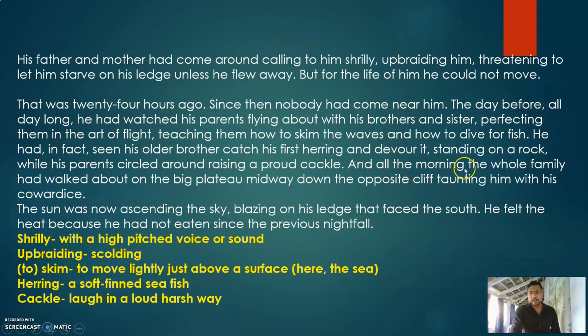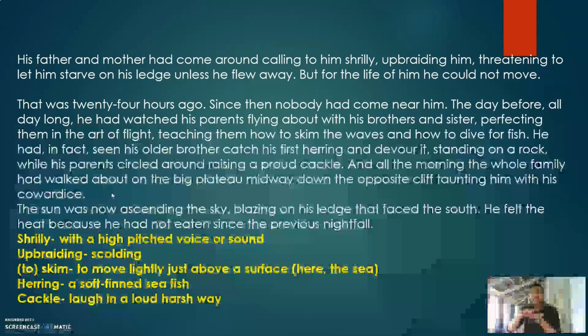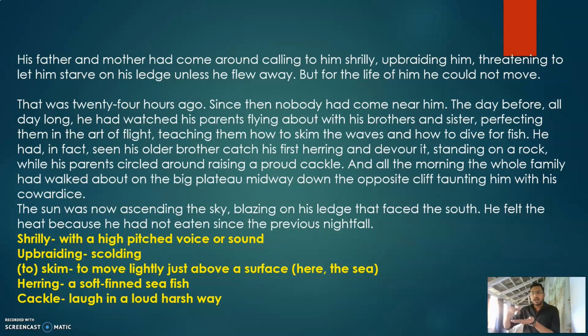And all the morning, the whole family had walked about on the big plateau midway down the opposite cliff, taunting him with his cowardice. Plateau means a flat surface on a top region, on a high altitude. So there was a plateau on the opposite cliff. Means there was this cliff where this seagull was sitting, and there was another cliff just opposite, in front of the first cliff.